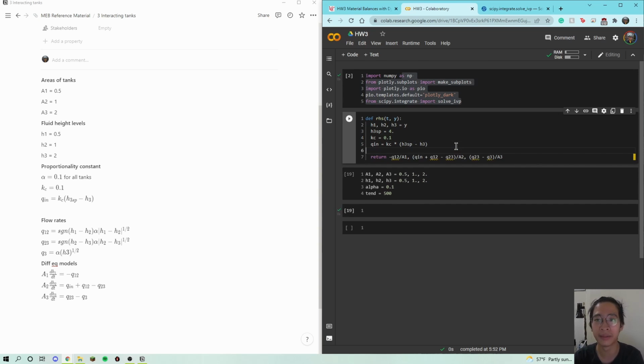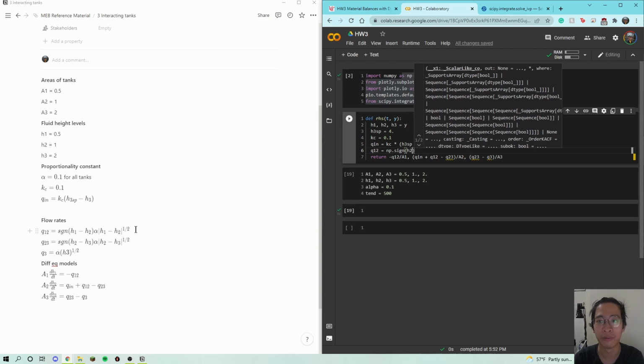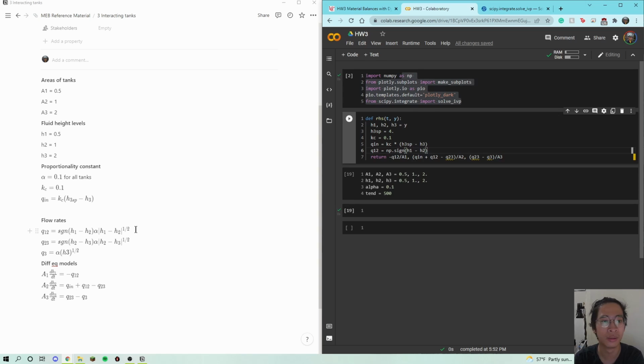Moving on, let's define Q12. What's Q12? Well, we derived it earlier. Q12 is equal to np.sign(H1 minus H2) times alpha times np.abs(H1 minus H2) raised to the power of 0.5, raised to the power 1/2.